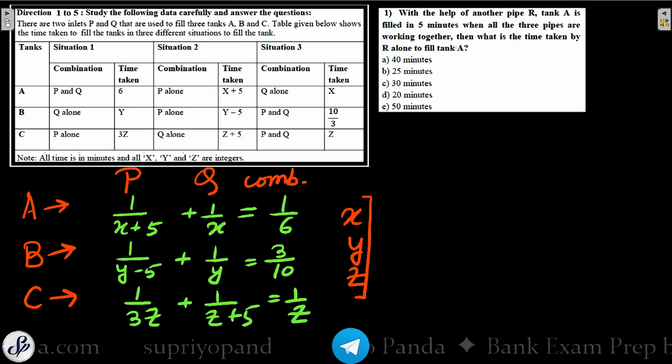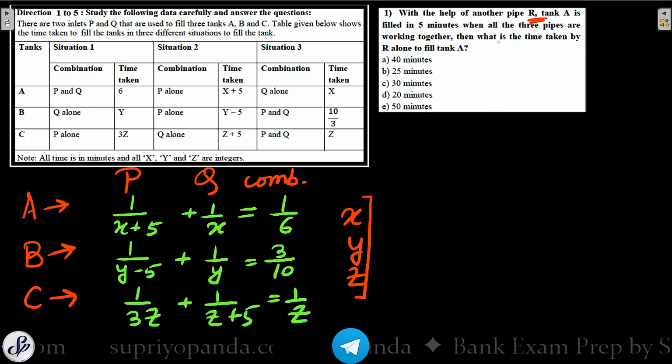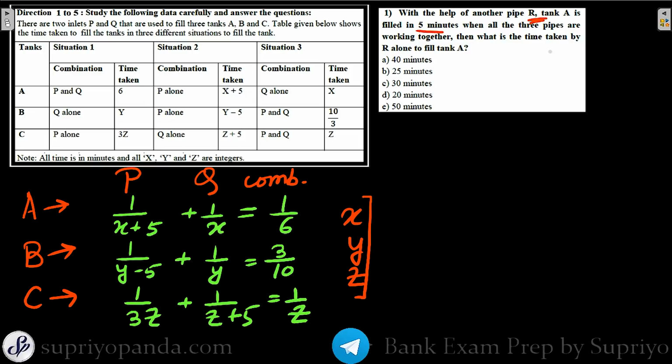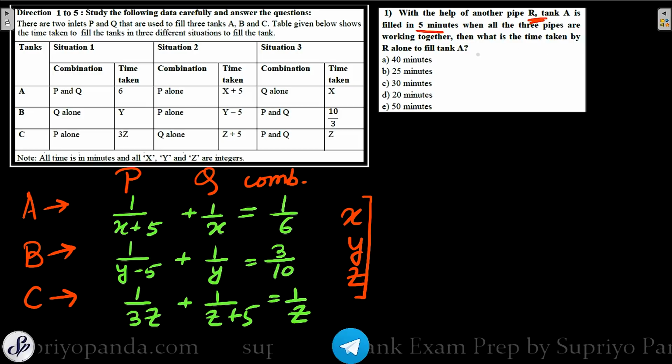So with the help of another pipe R, tank A is filled in 5 minutes. When all the three pipes are working together, then what is the time taken by R alone to fill tank A?